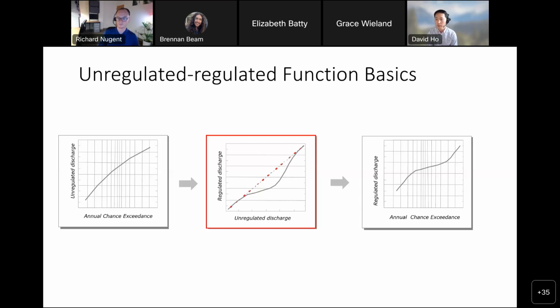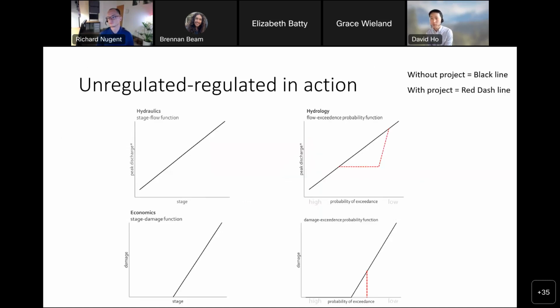That's really cool. The challenge, of course, is how do you create this unregulated to regulated transform relationship? So there could be an existing function out there from like a water control manual or a previous analysis. But in most cases, you'll need to do some modeling, either reservoir modeling or hydraulic modeling to estimate what this unregulated to regulated relationship is. And then once you have the relationship, you can add this to FDA. So you can incorporate your unregulated flow frequency curve in your Monte Carlo analysis.